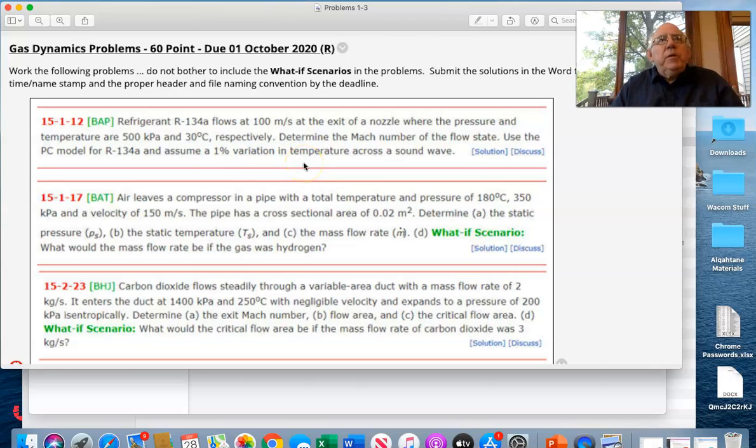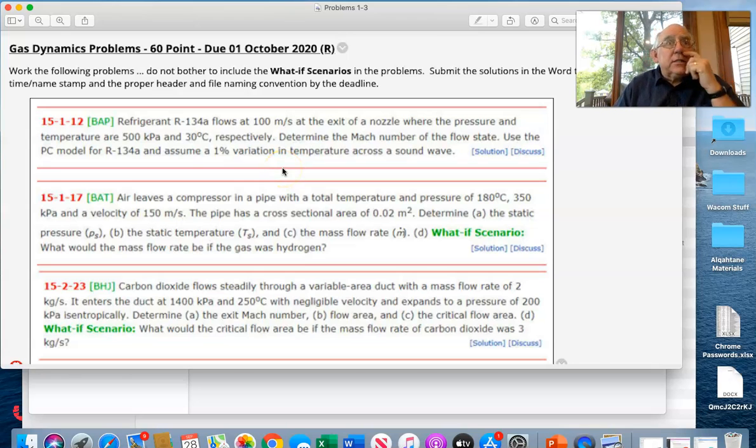where we determine the acoustic velocity by doing a finite difference approximation on the acoustic speed equation. And so in this particular case, we are told what the static temperature and pressure are, and we also have the velocity. So what we're going to do is launch the phase change model and select R134A, which is a refrigerant. We haven't really covered it; it will be in our next chapter on refrigeration, but it behaves just like any other phase change type of fluid. And we're going to look at a 1% variation in temperature across the sound wave.